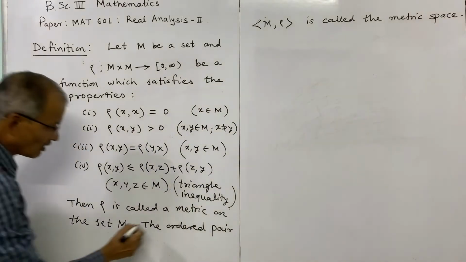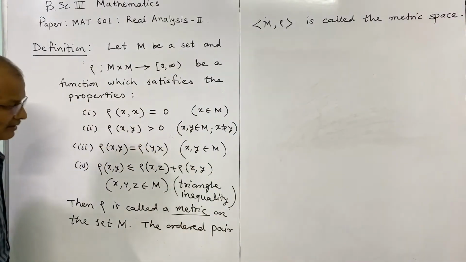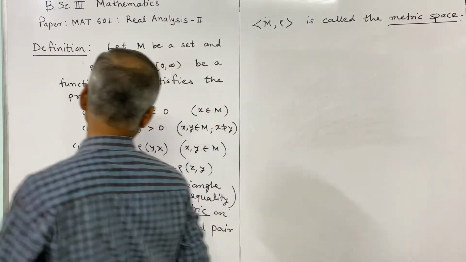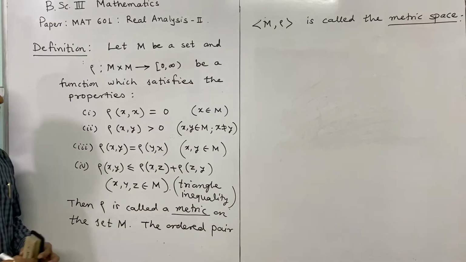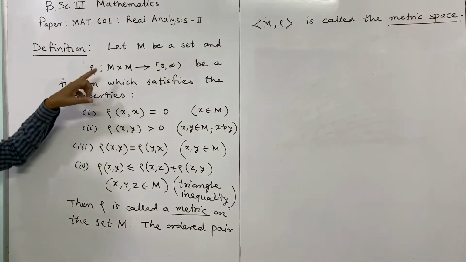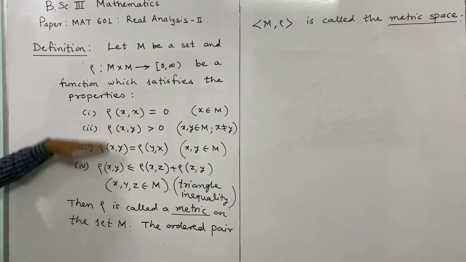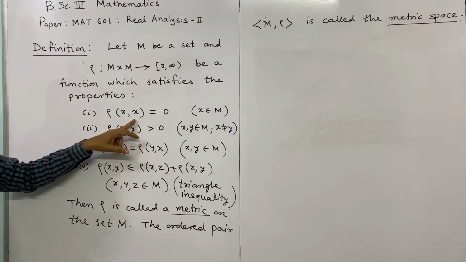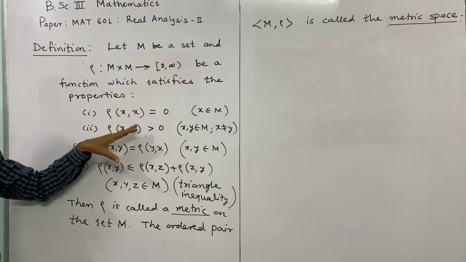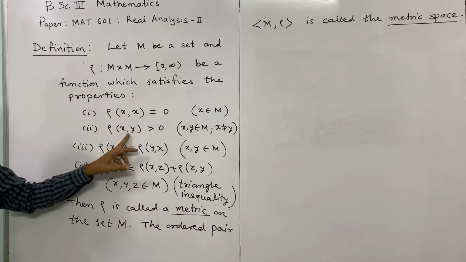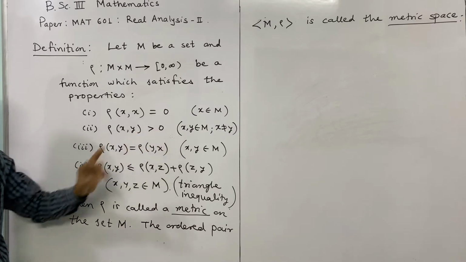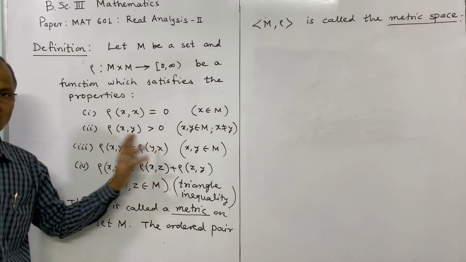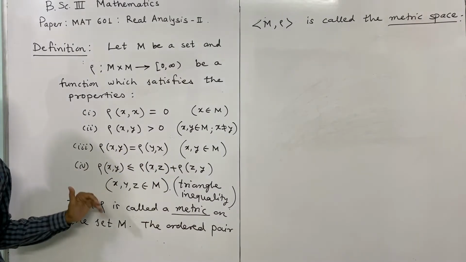So this is called a metric. Rho is a metric and the pair is called a metric space. So this is the definition of a metric and metric space. A metric simply is a function satisfying these properties. Rho of x and x, that is the distance between x and x, is 0. The distance between two distinct points is positive, and the distance between x and y is the same as the distance between y and x. Distance in the sense of metric we are saying.